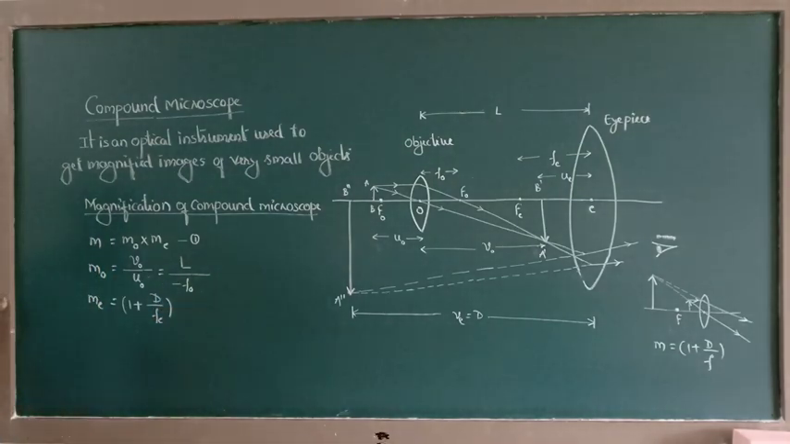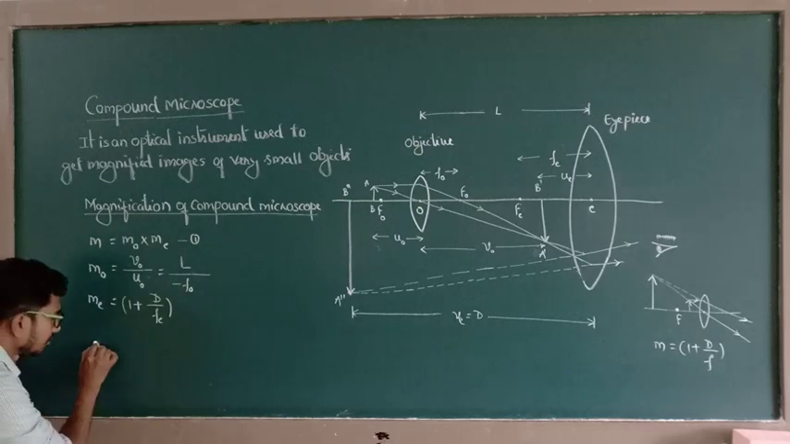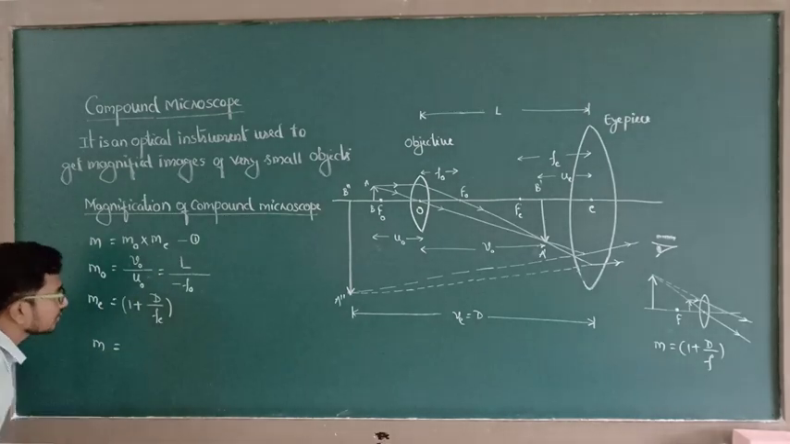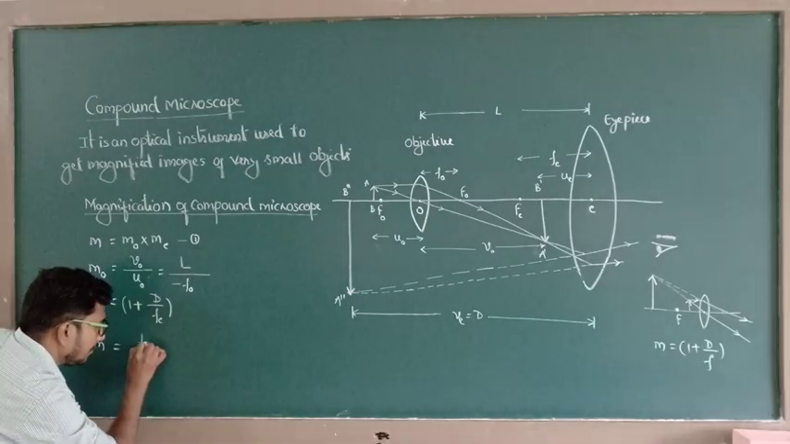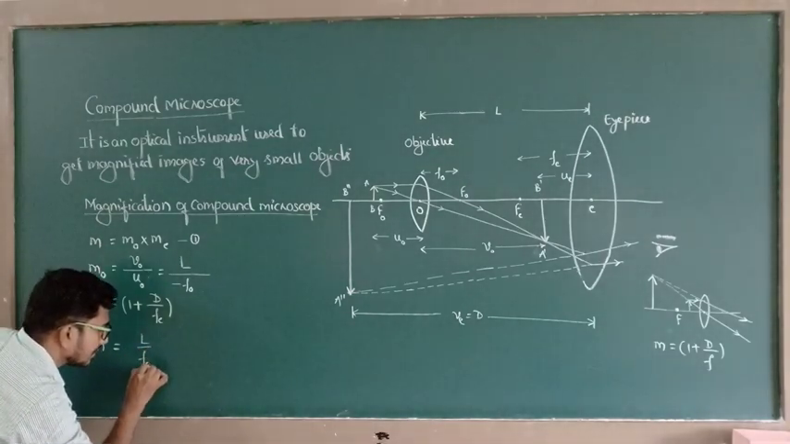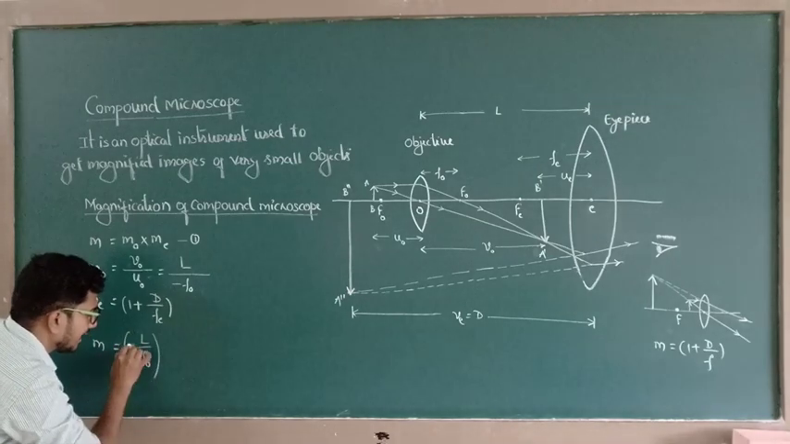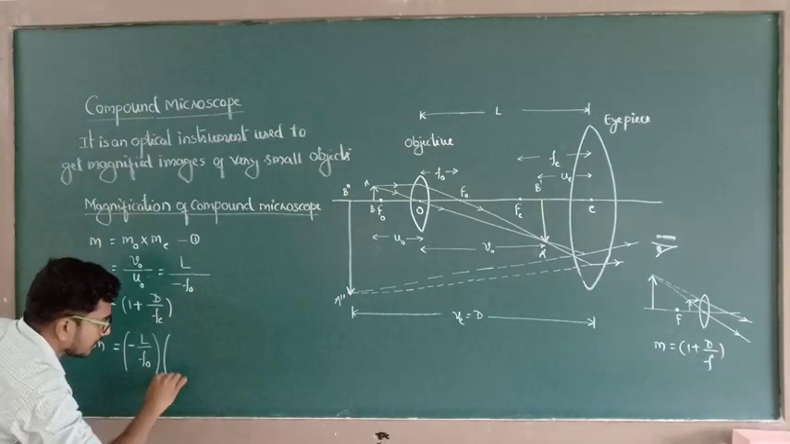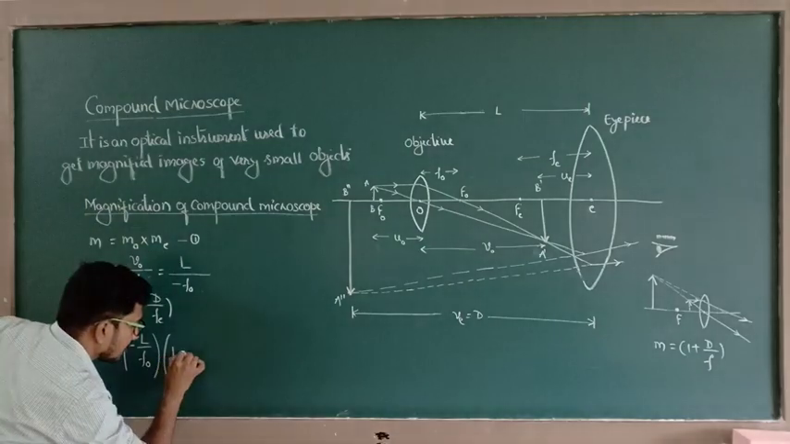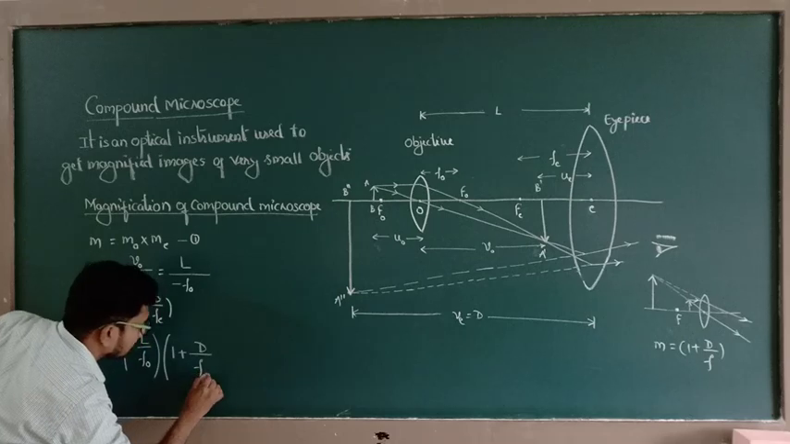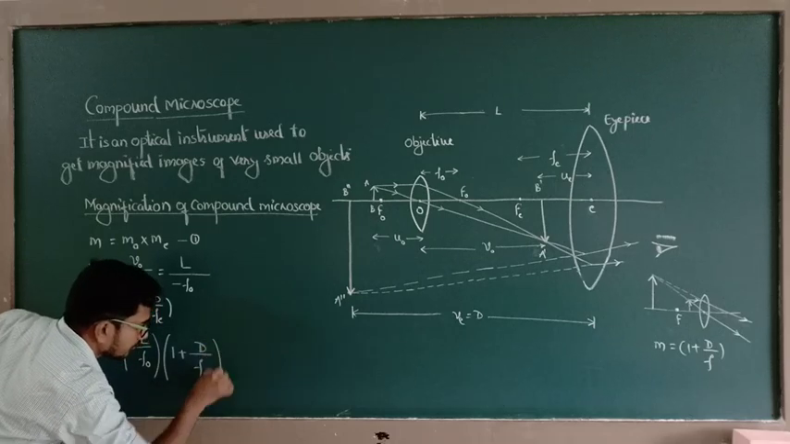Then the magnification of the compound microscope, so equation 1 becomes, is equal to minus L by f subscript o, multiplied by 1 plus d by f, the focal length of the eyepiece.